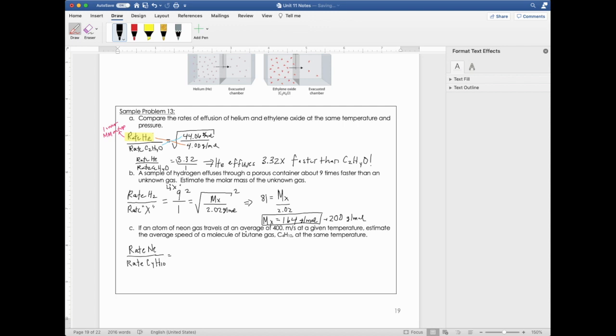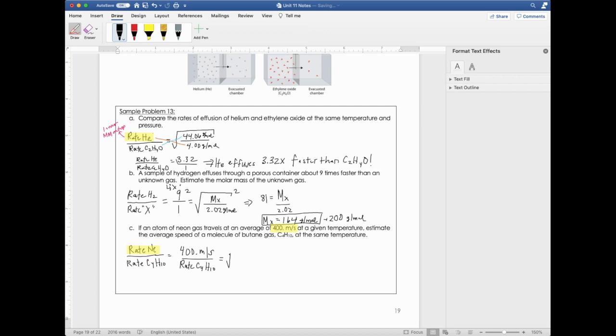And we do have the actual rate of neon right here. So that's this 400 meters per second. So that's the rate of neon right there. So let's plug that in on top. 400. Do actually have 3 significant figures there, which is nice. And I'm trying to find the average speed of butane. So I'm just going to keep the rate of butane down below. That's what I'm trying to find. What actually is that quantitative speed through that pinhole.